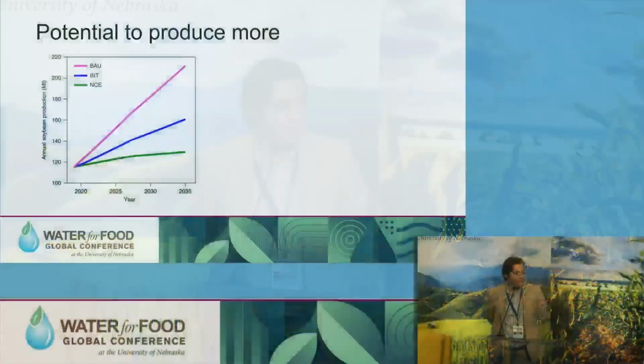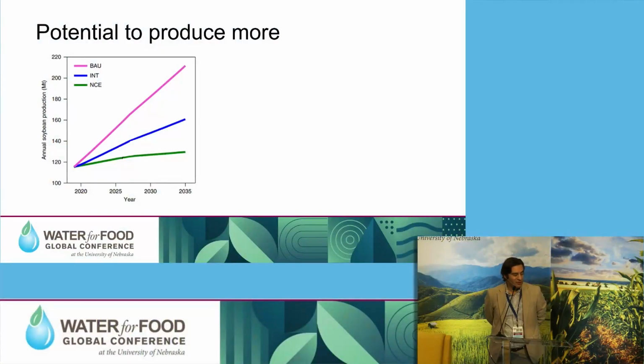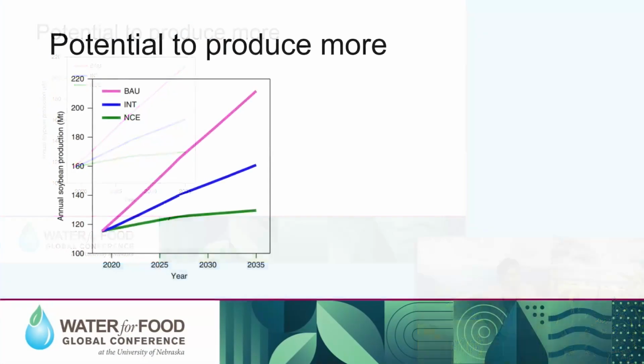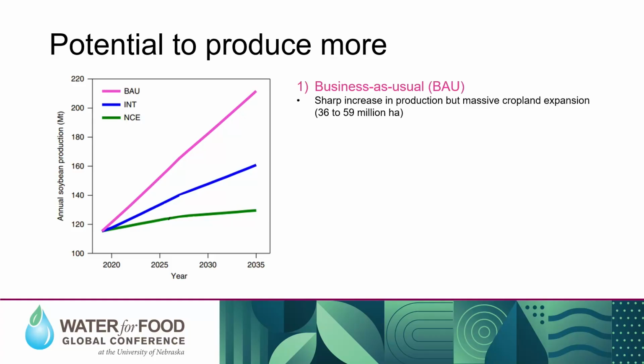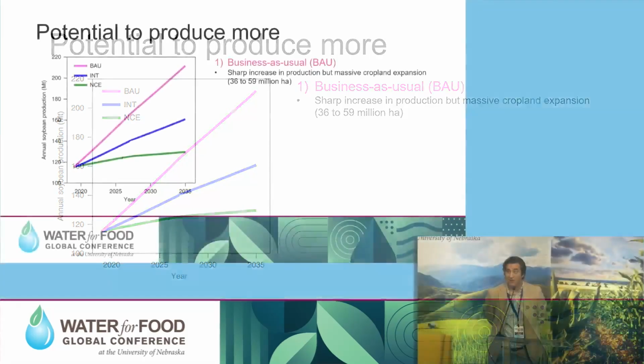So this is annual soybean production over time from 2020 to 2035, and these are the projections. You can see there the pink line representing the business as usual. The blue line is the intensification scenario, and the green one is the no cropland expansion scenario. If we just keep doing what we're doing now, that's great for production because we are going from nearly 120 million tons of soybean up to 200. However, there is also massive cropland expansion, increasing from the current 36 or 40 to nearly 60 million hectares in just 15 years.